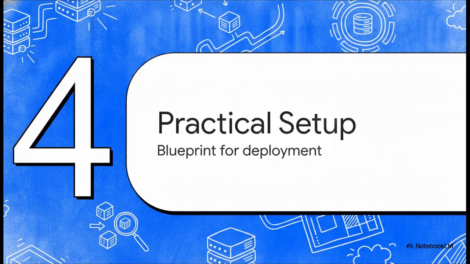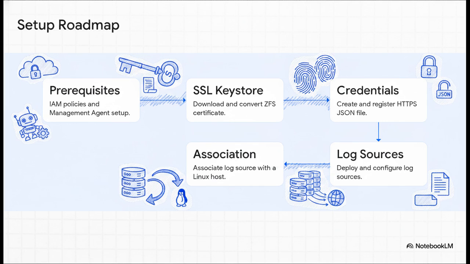All right, I want to deliberately slow our pacing down just a bit here as we move into Section 4, Practical Setup and Implementation. We've talked about the what and the why, but now we need to look at the how. Let's get into the actual deployment blueprint. Let's map this out so it's a clear, manageable roadmap. The deployment really boils down to 5 distinct phases.